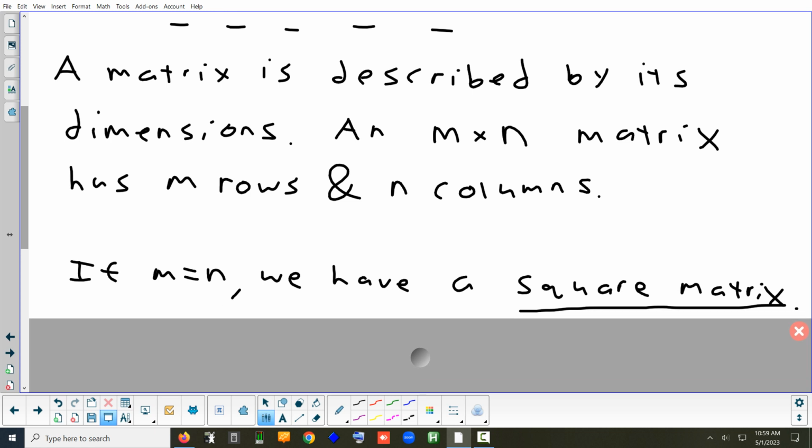If you have a matrix that has exactly the same number of rows as it does columns, then that's called a square matrix. So 3 by 3, that would have 3 rows, 3 columns, and that's a square matrix. It is important when you describe the dimensions that the number of rows is always first, columns is always second. It's rows by columns.